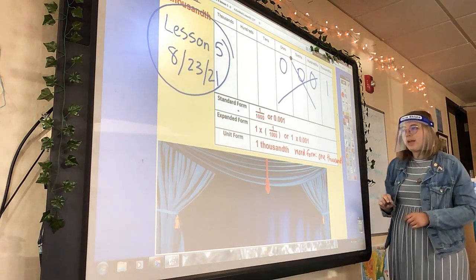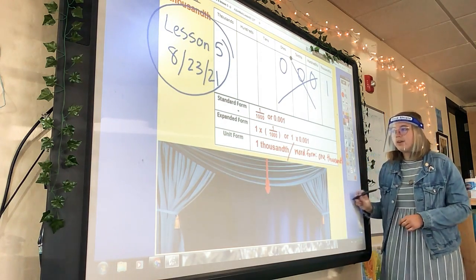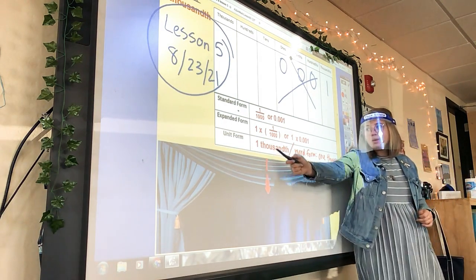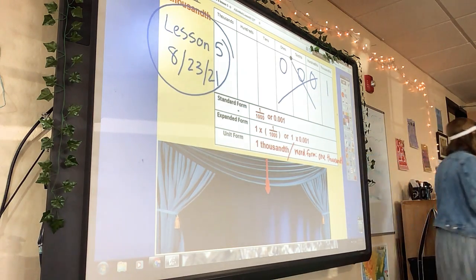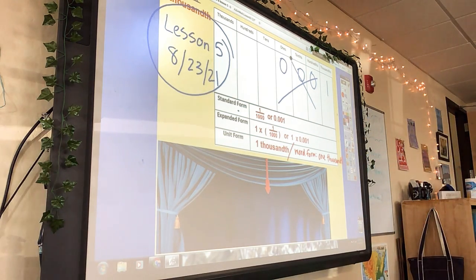It's kind of hard to see, but I also want you to write word form, okay? So unit form is the number and the word form is just all words. So I want you to write 1,000 in words. Okay, and I'll stop talking to you.